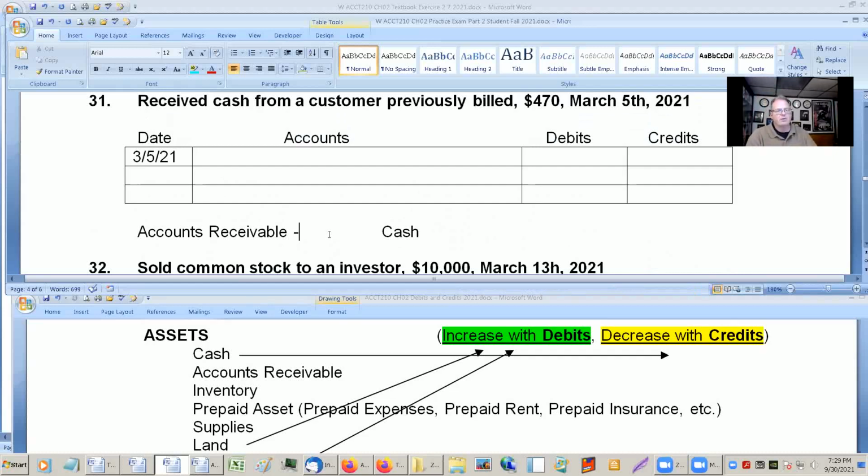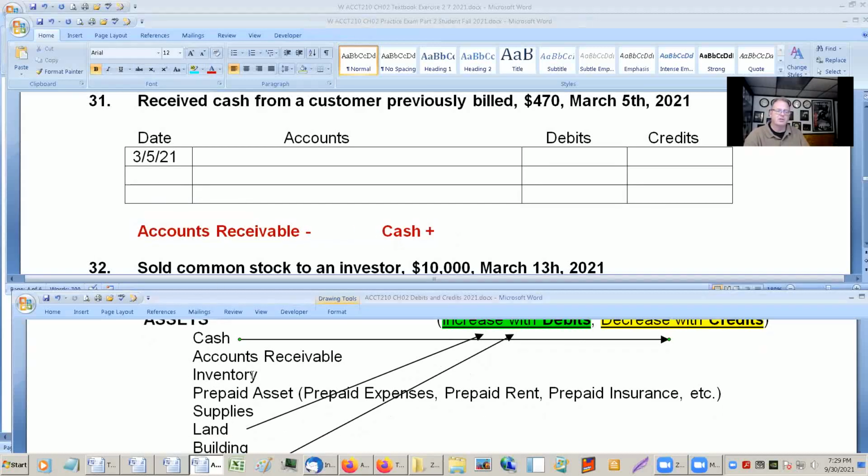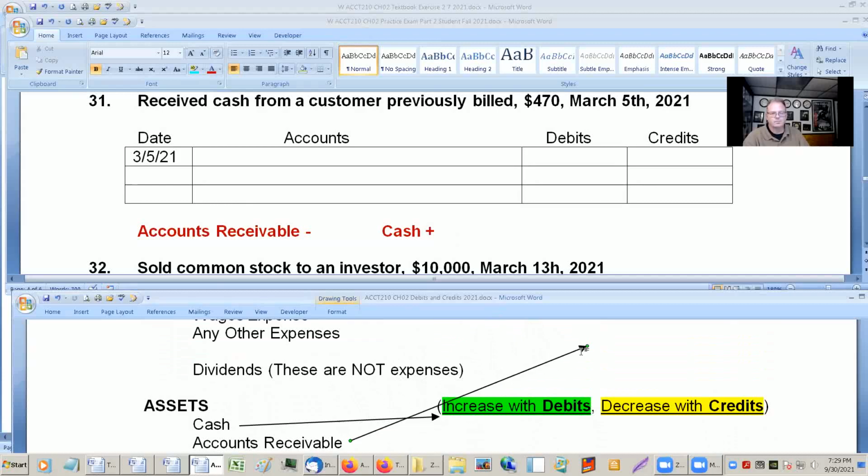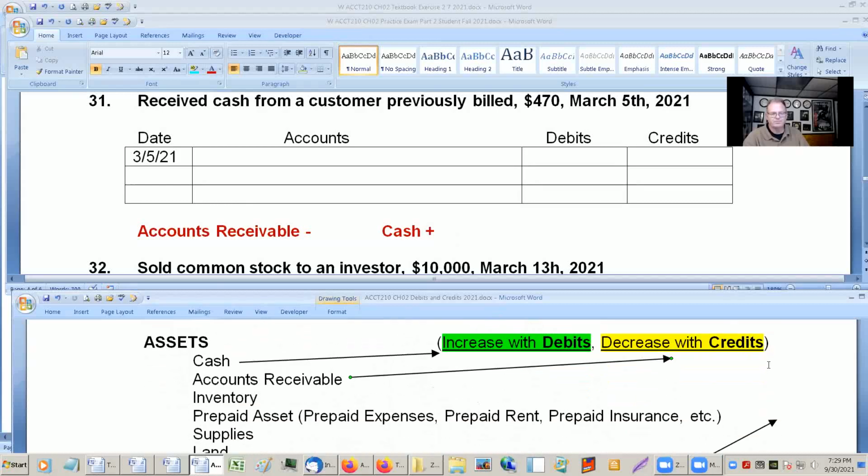All right, so accounts receivable is going down. They owed us money, now they just paid us. Now, don't get me wrong, we're happier to have the cash than the IOU, so it's not a bad thing, it's a good thing, but cash is going up, accounts receivable is going down. So cash: increase with debit. Accounts receivable: it will decrease with credits. So they're paying off their accounts receivable. So cash is going up.